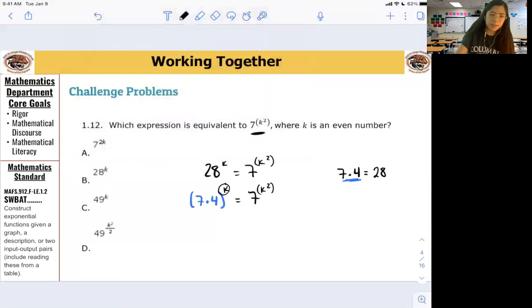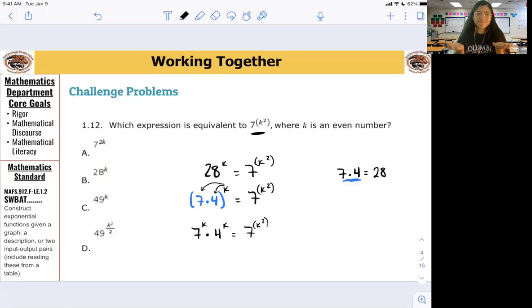I see parentheses. What should I do? Distribute. Yeah, we could distribute it. And let's just see what happens. 7 to the power of k times 4 to the power of k. Does that give me the same thing as my right side? Yes. Wait, no.